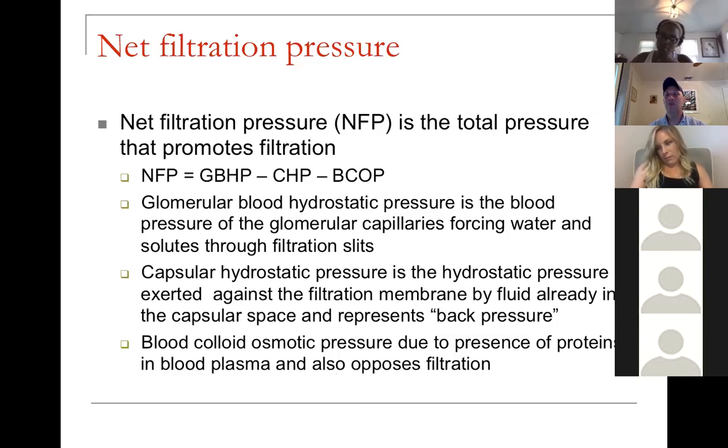Remember back in chapter 21, we had to get fluid back into your circulatory system? We had blood colloid osmotic pressure there. It works exactly the same way now.